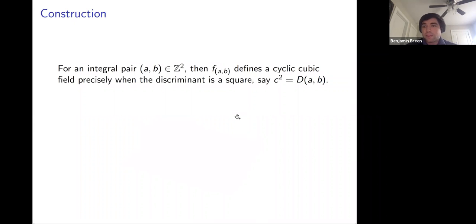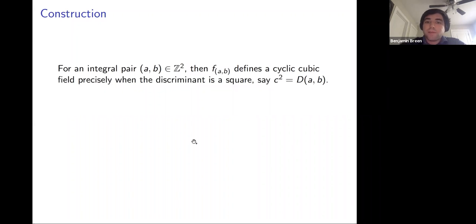So the first thing that we thought about was, if you want to write down an integral pair and you want to make sure that this polynomial actually defines a cyclic cubic field, you can go back to Galois theory and you'll see that you can detect whether a cubic polynomial defines a cyclic cubic field or an S3 field based on whether the discriminant is a square.